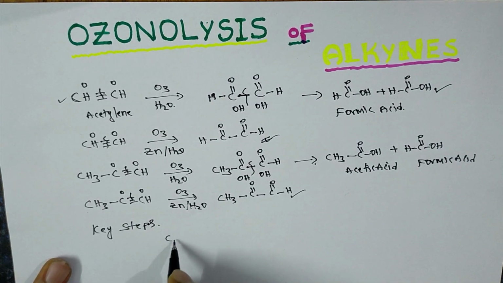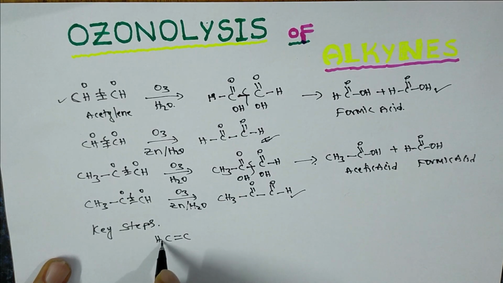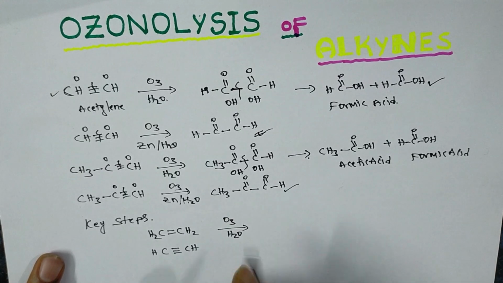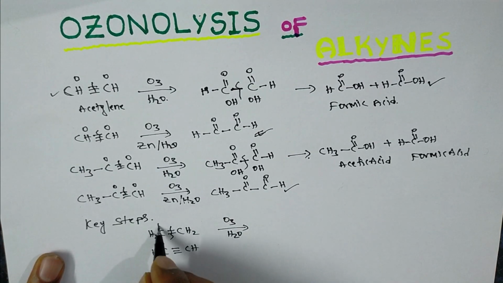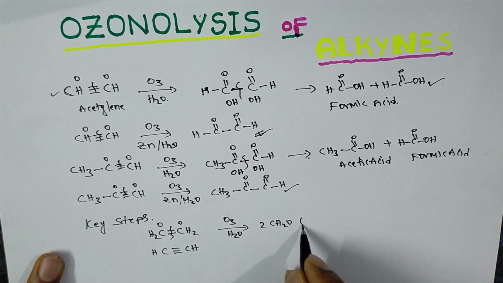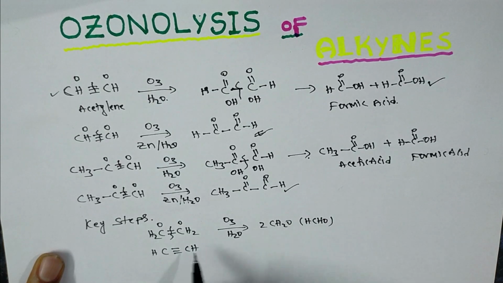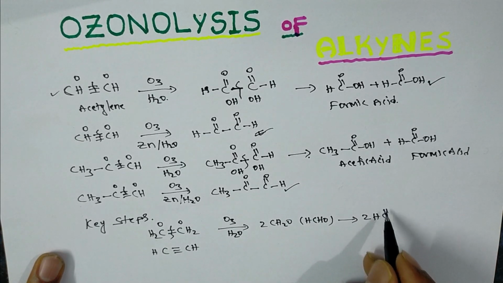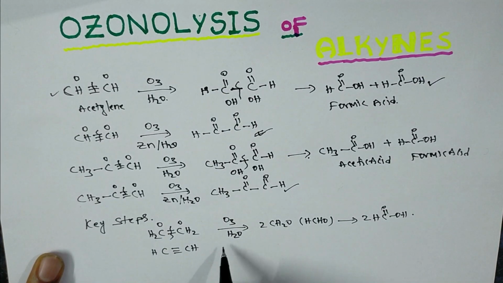Suppose an alkene, C double bond C, or acetylene, CH triple bond CH, reacts with ozone and water. Break this bond, put oxygen and oxygen, so 2 moles of CH2O, that is formaldehyde, HCHO, is formed. In this H2O2 is also formed, and it oxidizes the formaldehyde into formic acid, so 2 moles of formic acid are formed.